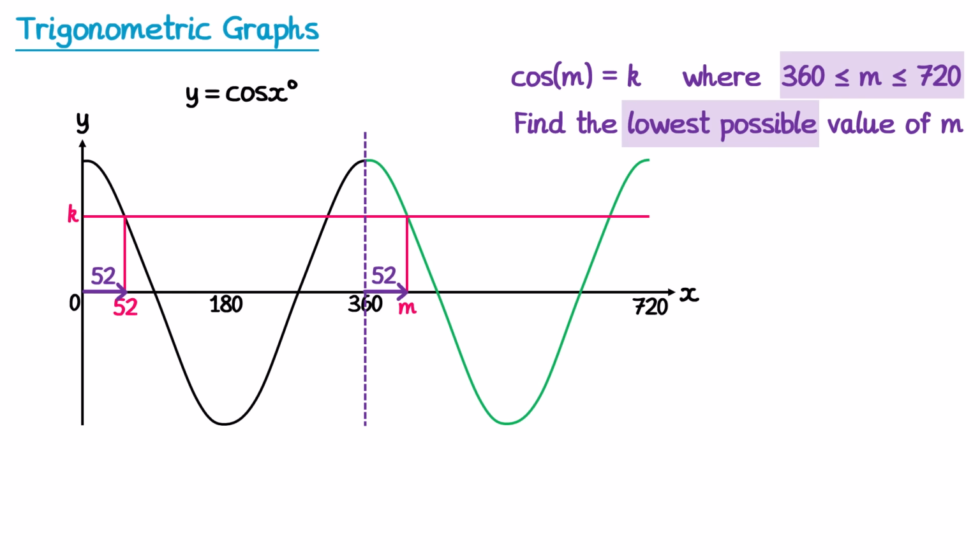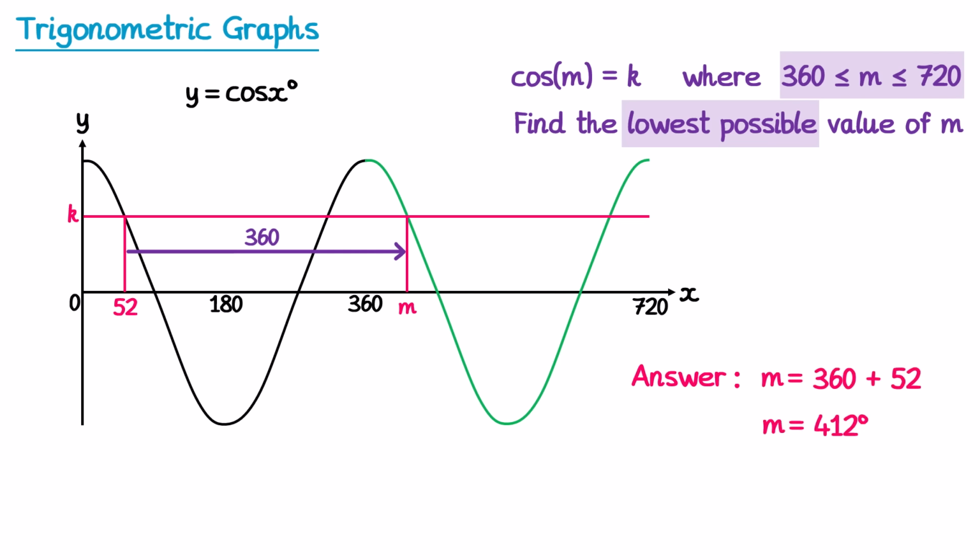Alternatively, we could use the property that these graphs repeat every 360 degrees. So we know the first solution on the left at 52 must be 360 degrees before this next solution, since they're at the same point on the downwards part of the curve. So the distance between here and here must be 360. So we could just do 52 plus 360. So either way, you'll end up with the answer 360 plus 52, which is 412.